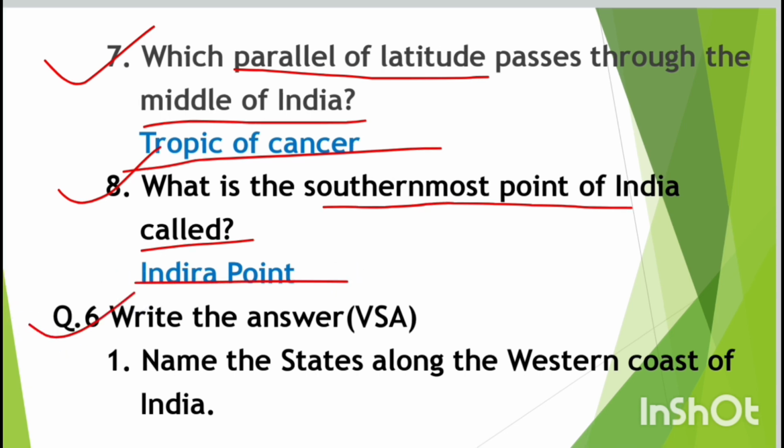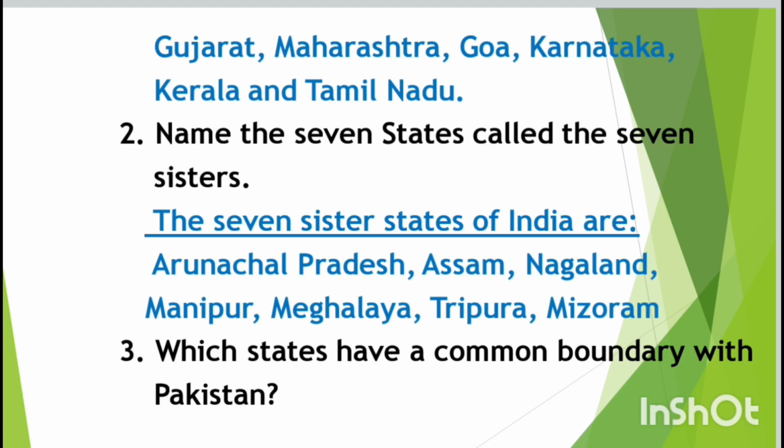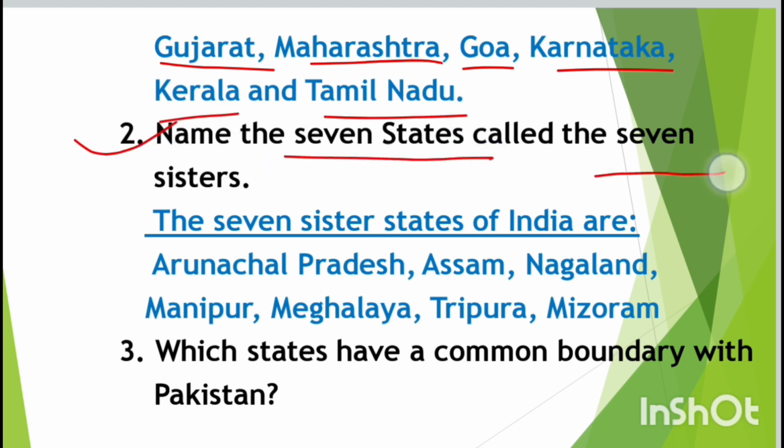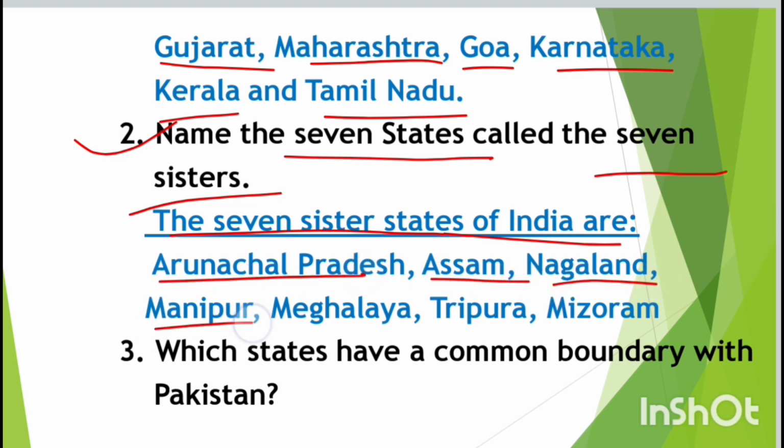Next question, question number 6. Write the answer. VSA, very short answer type questions. First one, name the states along the western coast of India. Answer, Gujarat, Maharashtra, Goa, Karnataka, Kerala and Tamil Nadu. Next question, name the 7 states called the Seven Sisters. Answer, the 7 sister states of India are Arunachal Pradesh, Assam, Nagaland, Manipur, Meghalaya, Tripura and Mizoram.